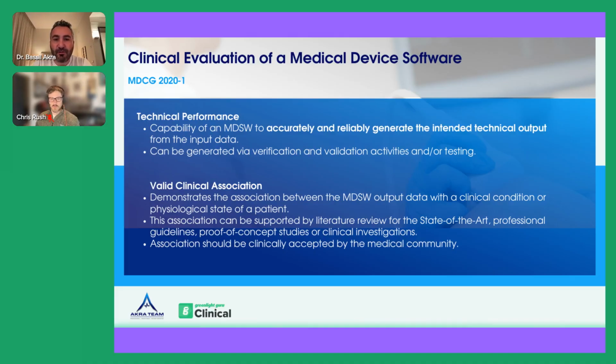And when we talk about software, it's all about the accuracy and reliability of that software to deliver the characteristics which are defined for it. Typically, a software is based on a valid clinical association. So you need to understand why I'm doing this software. What is this software doing? And there is a lot of different software, so we should not mix up software which is integrated in a device. Those will be covered by the holistic device clinical evaluation.